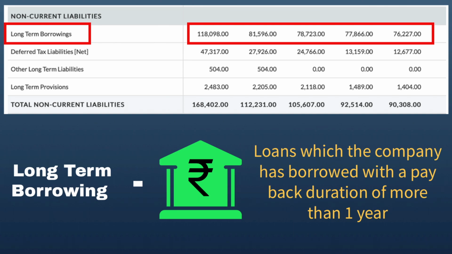Under non-current liability, you have long-term borrowing. This basically includes loans which the company has borrowed with a payback duration of more than 1 year. Now, this is quite important to check because this tells you how much debt a company has to actually pay back in the next couple of years. If this number is big, it can be a concern because tomorrow the business can be slow, or the economy can go down, like it's happening right now due to coronavirus.